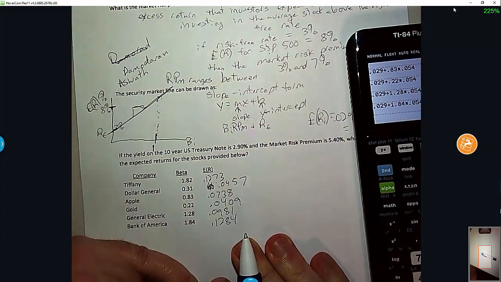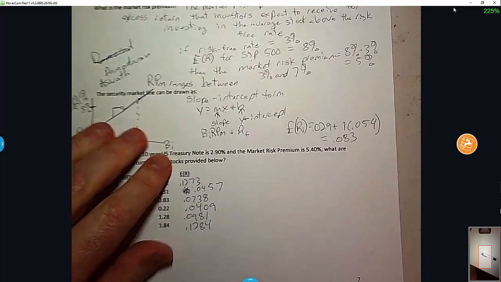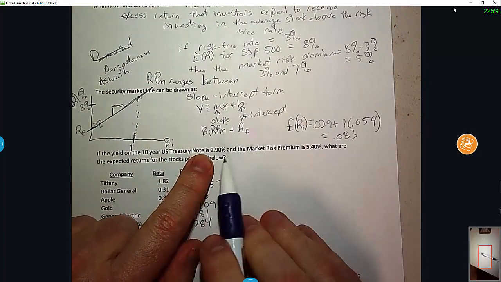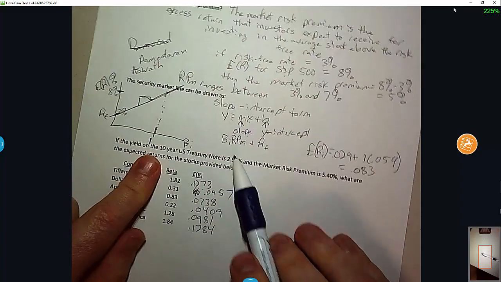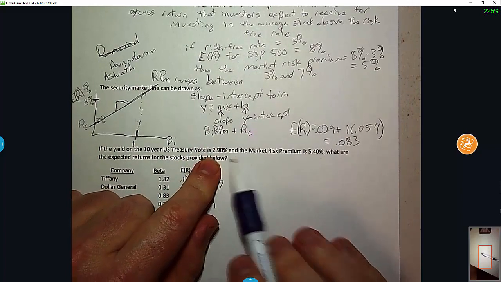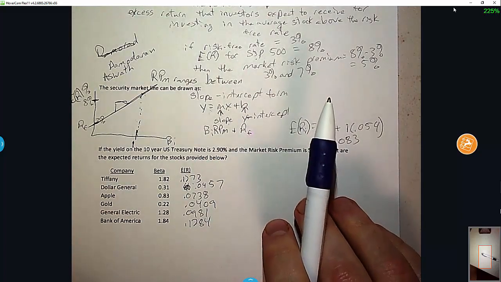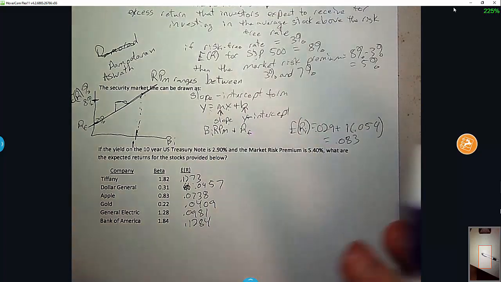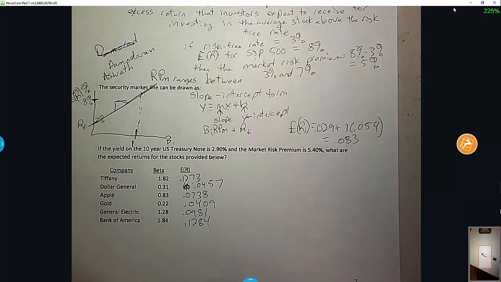So these are the expected returns for the stocks, these individual stocks, based on the risk-free rate, which currently is very close to 2.9%. It changes daily, but I looked it up when I put these notes out. And this is the market risk premium of 5.4%, which means that we would expect the average stock in the market to have a return of 8.3%, which is a little bit lower than the average return on the market. The average return on the S&P 500 is usually around 11 to 12%, but it varies greatly year to year. So these would be the expected returns based on the CAPM.